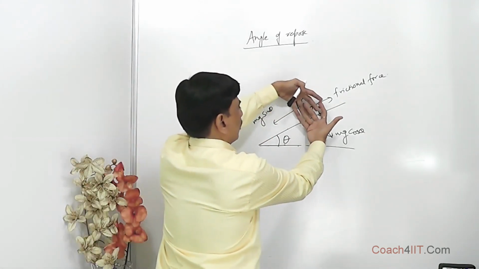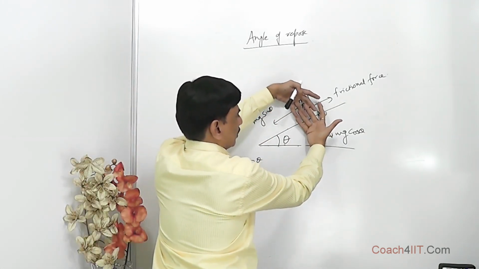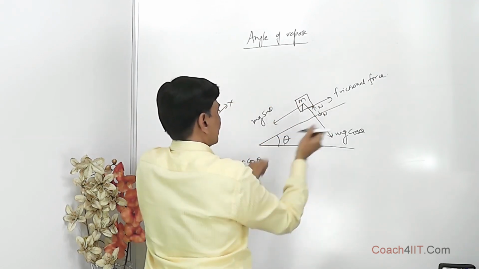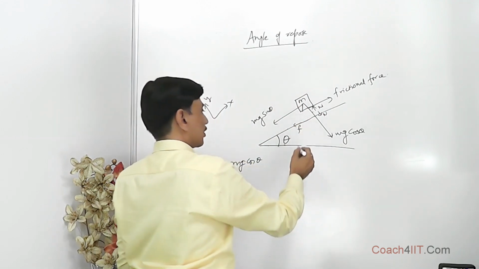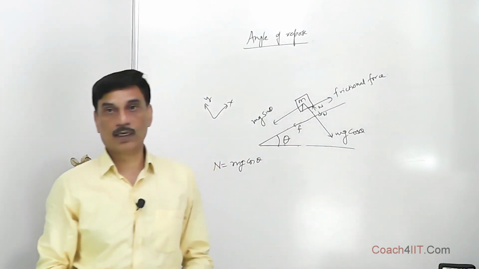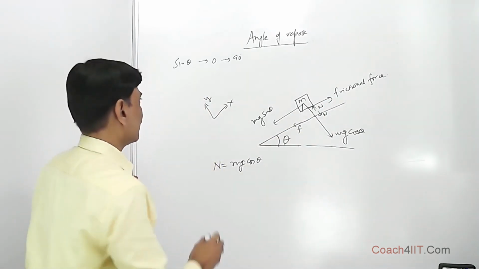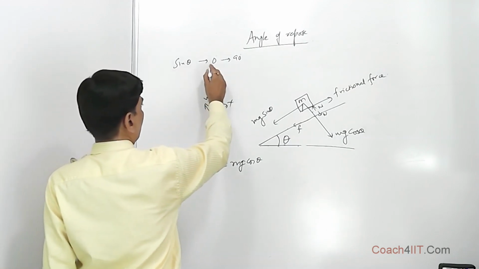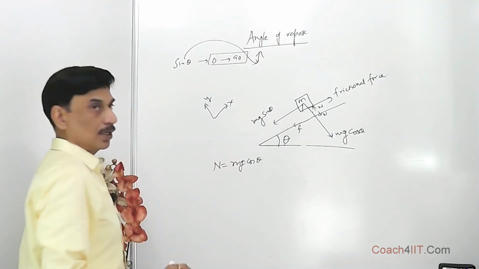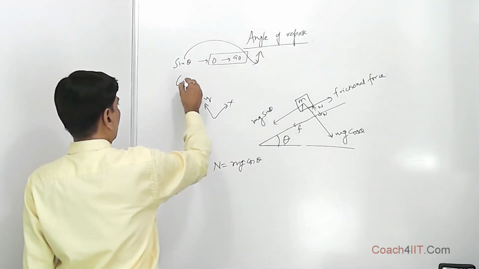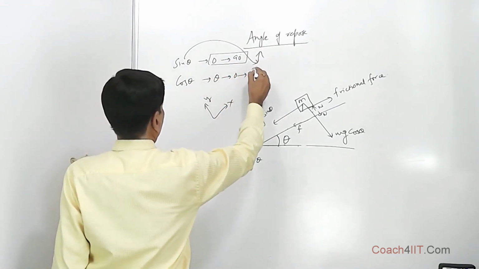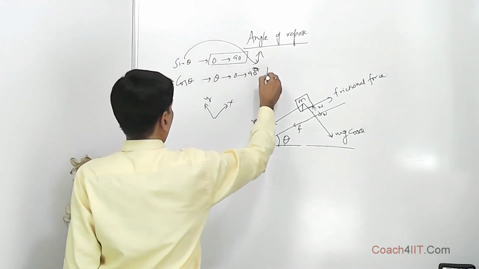As a result, the friction force arises between these two surfaces. So when this block tries to move this way, it applies a force onto the surface in this direction, and the surface applies a friction force in this direction. Both the forces are equal and opposite. Now as theta goes from 0 to 90 degrees, the value of sin theta increases, whereas the value of cos theta decreases.